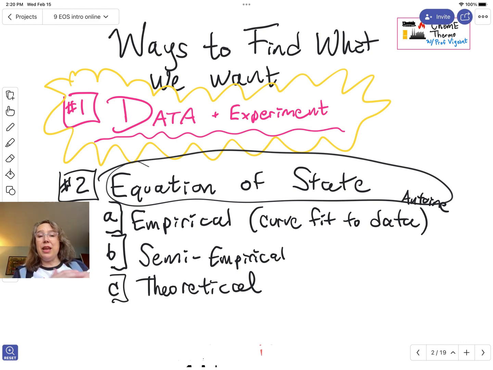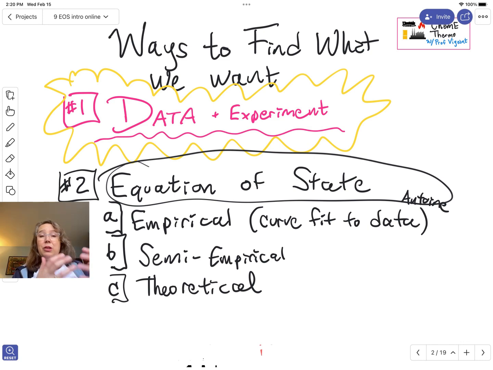And equations of state come in three flavors, A, B, and C: empirical, semi-empirical, and theoretical. And empirical means it's a curve fit. Someone went and got some data, they threw a curve on it, and it fits it really well, but it doesn't actually tell you how the world works. It just does an accurate description of a little piece of the data. And you've used one like this before called the Antoine equation, and we're going to be using that again. But that doesn't answer everything.